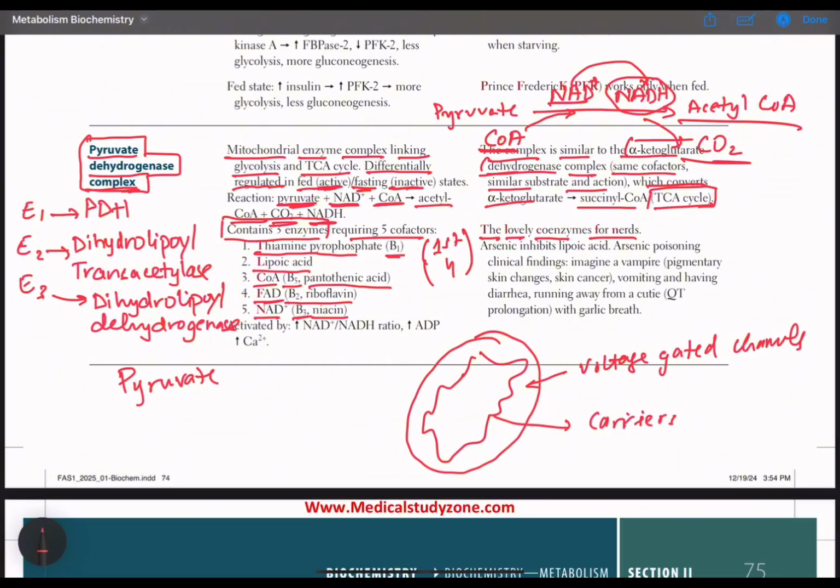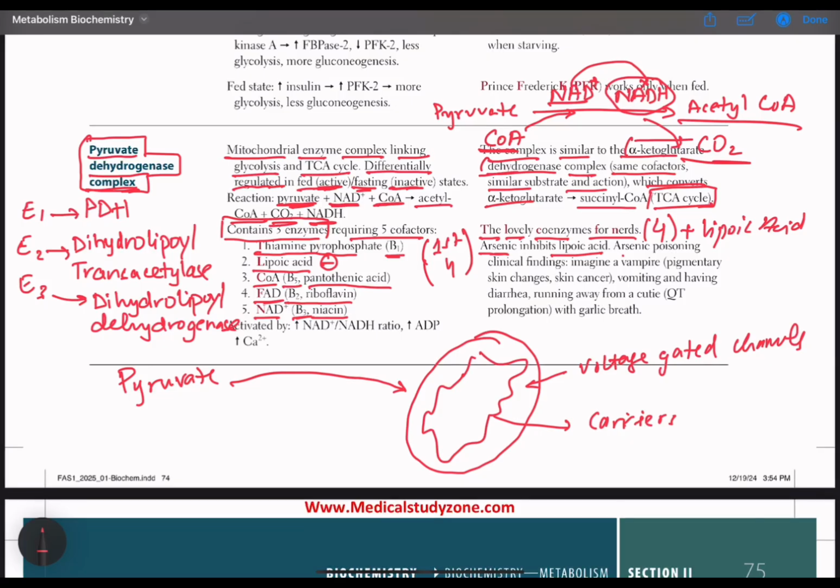This is the mnemonic for it, but I have personally learned it as the first 4 vitamins plus lipoic acid. These are the cofactors required for it. Now, there is a poison known as arsenic which inhibits lipoic acid, the cofactor for the pyruvate dehydrogenase complex. So what will happen? It will halt glycolysis, or it will prevent pyruvate from entering into the TCA cycle as well as the electron transport chain.